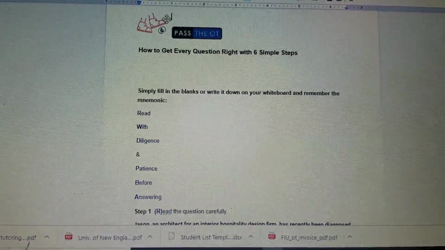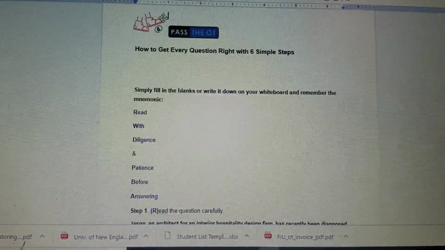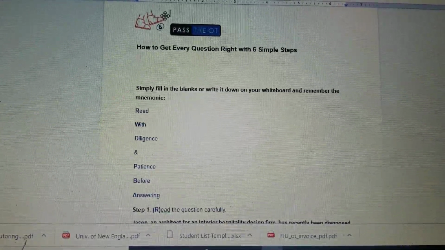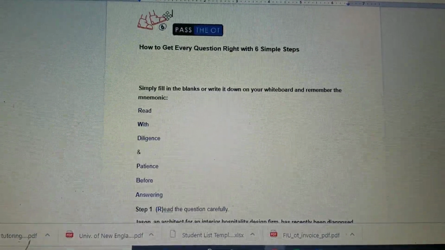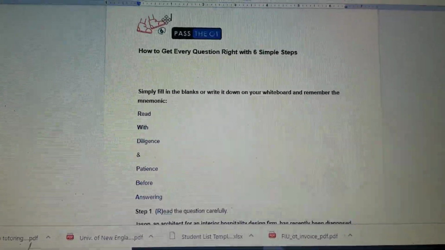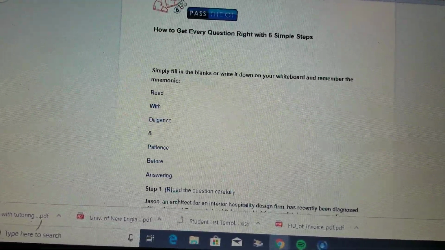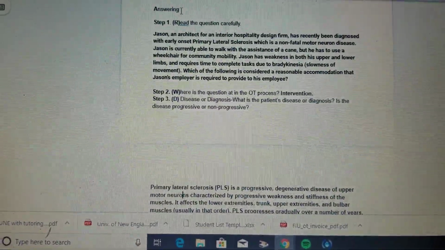For this video, I'm going to teach you how to get every question right with 6 simple steps. Simply fill in the blanks or write it down on your whiteboard, and remember the mnemonic: read with diligence and patience before answering. So in step 1, read the question carefully. That's R. So here's the question.